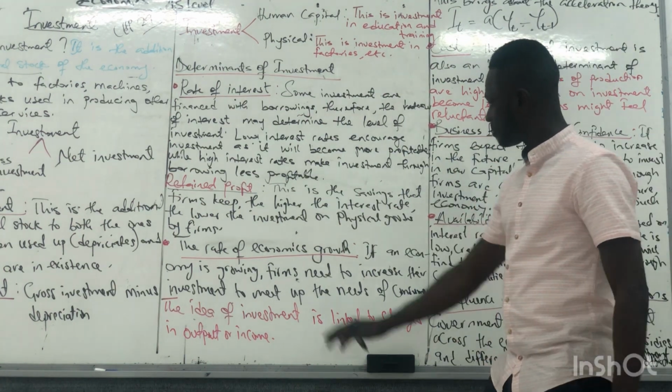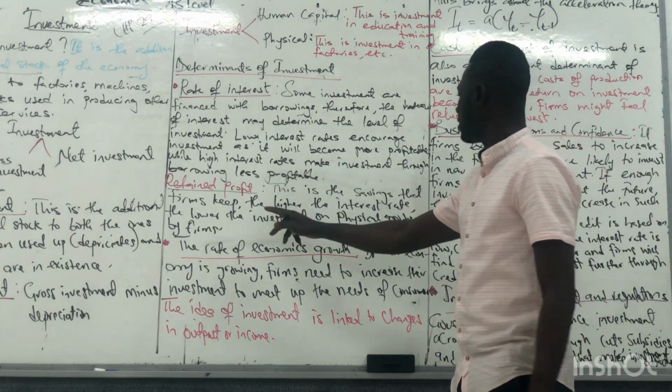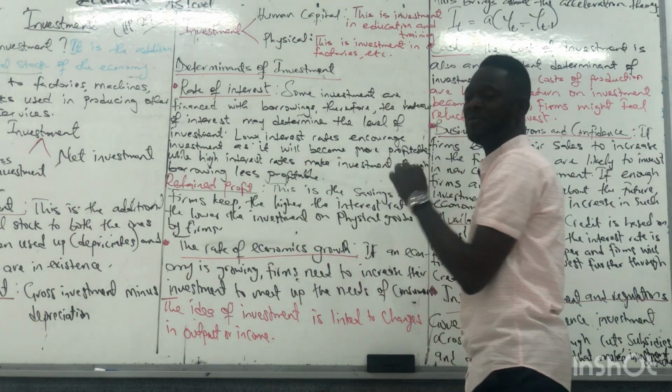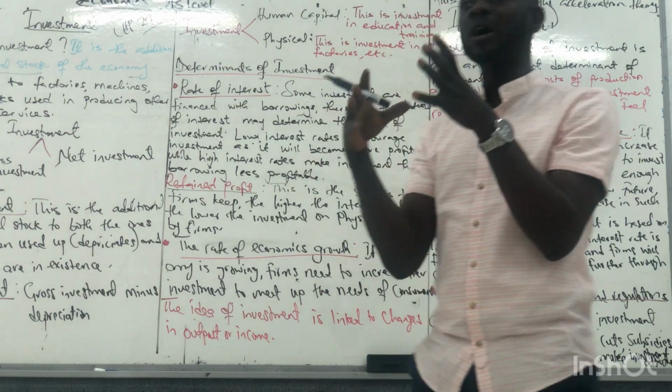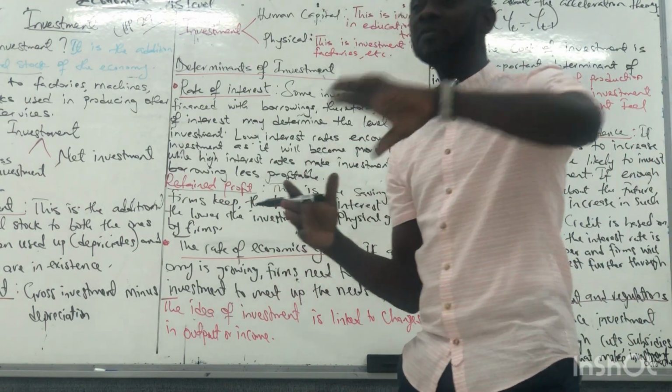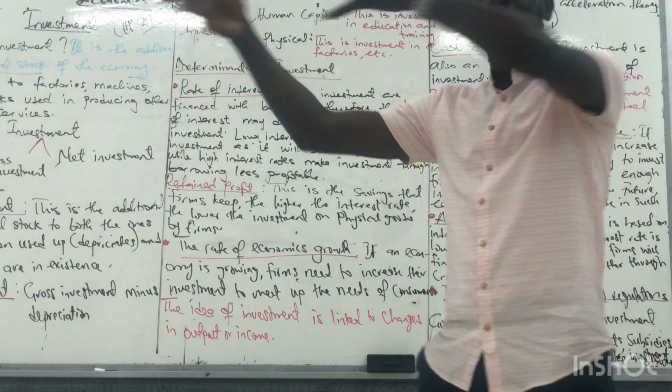Retained profit. This is the savings that firms keep. The higher the interest rate, the lower the investment in physical goods by firms. Retained profit is the amount of money you have kept that you want to put back into the business, that you're not giving to the owner of the business. But you have to save it, yes or no?